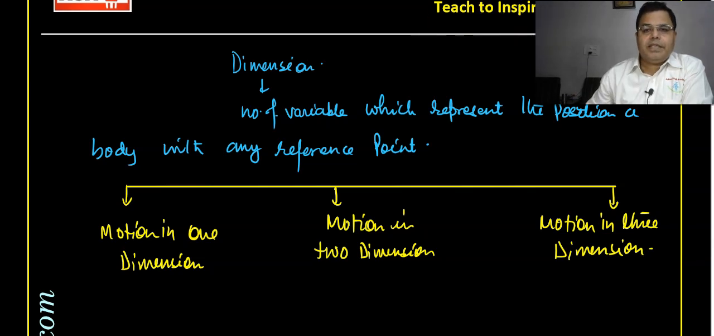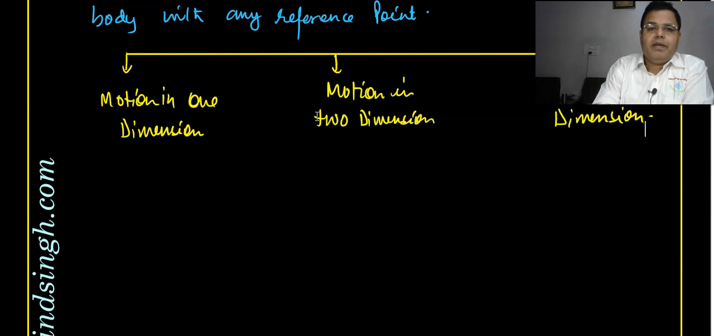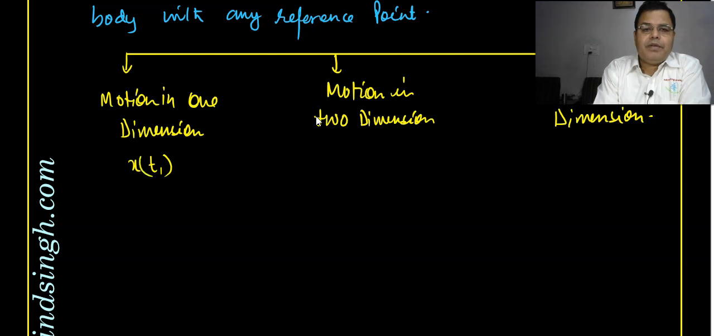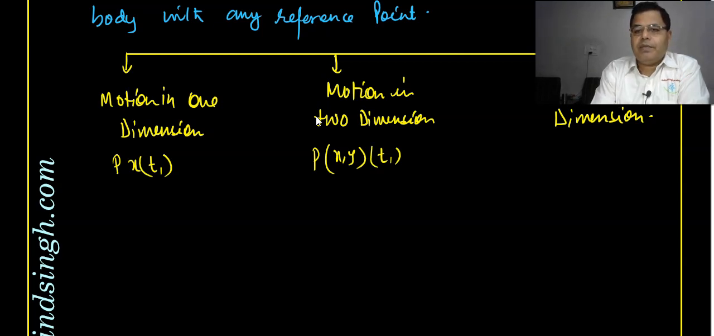If the position of a particle is described in terms of only one variable, whether it is x or y, say position x is a function of time, x is the position at time t1, then the position of the particle is described in terms of one variable x. If the position of the particle is described in terms of x and y at time t1, then this is motion in two dimension. And if the position x, y, z is described at any time t1, then the motion of the particle is in three dimension.